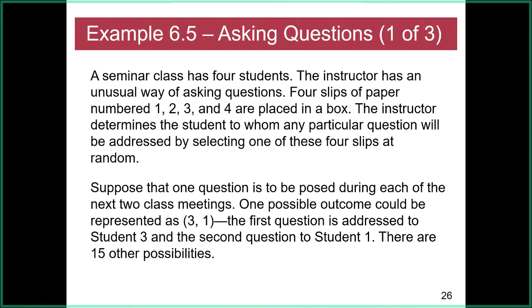There's our example. Some of our class has 4 students. The instructor has an unusual way of asking questions. 4 slips of paper numbered 1, 2, 3, and 4 are placed in a box. The instructor determines the student to whom any particular question will be addressed by selecting one of these 4 slips at random. Suppose that one question is to be posed during each of the next 2 class meetings. One possible outcome would be represented by 3 and 1, where the first question was addressed by student 3 and the second by student 1. There are 15 other possibilities.